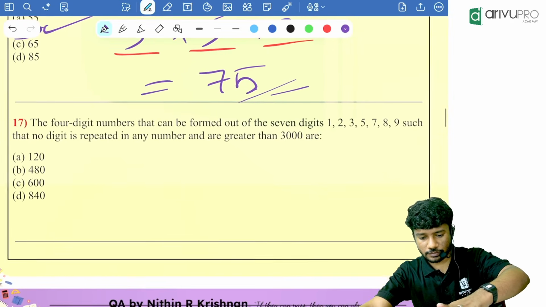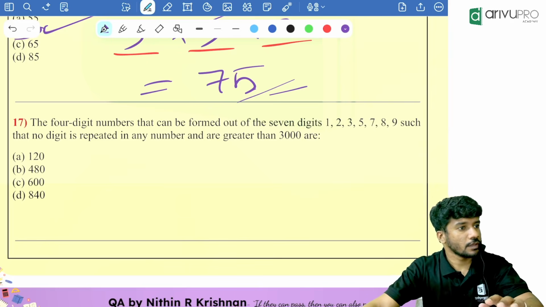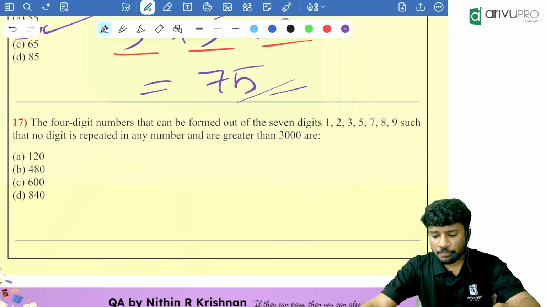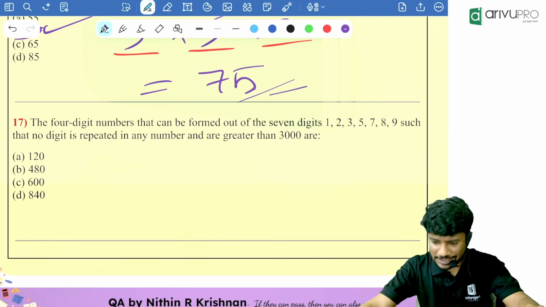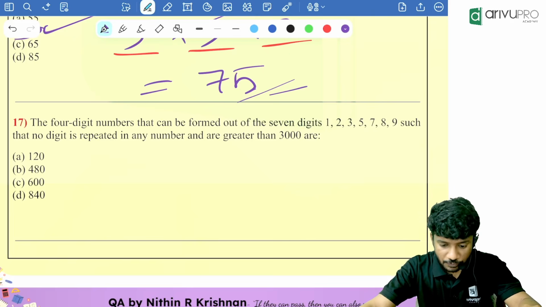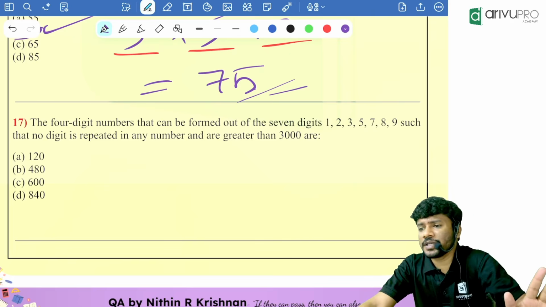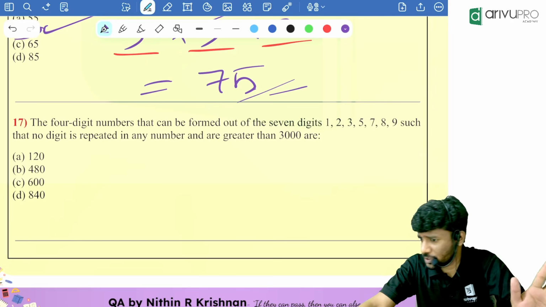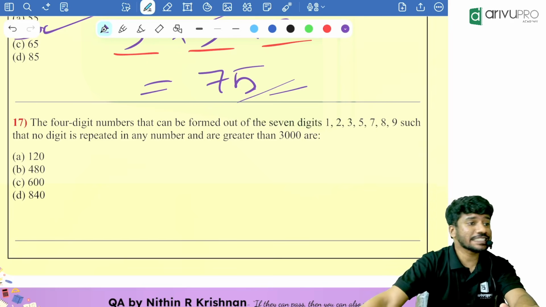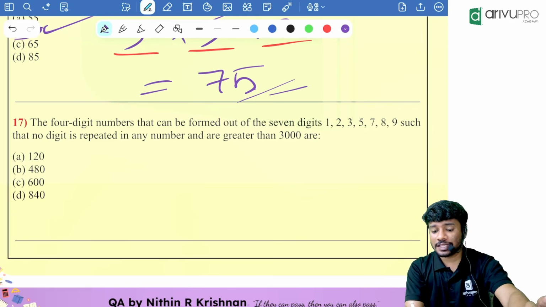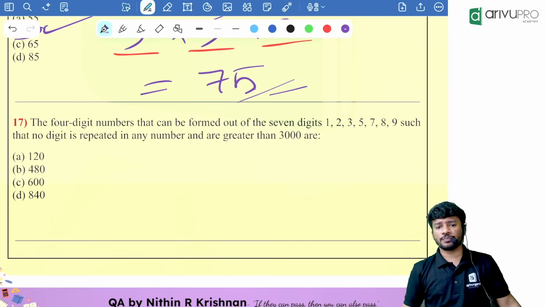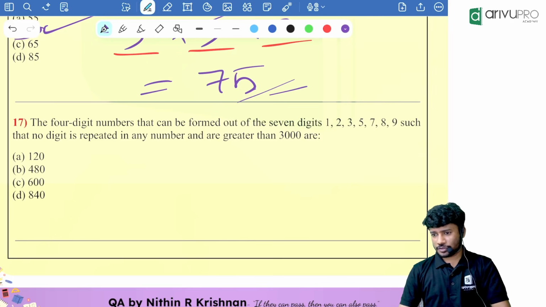Look at this question. A 4-digit number that can be formed out of 7 digits 1, 2, 3, 5, 7, 8, 9, such that no number is repeated. That means we can't repeat anything. Repetition is not allowed. And the number is greater than 3000. Greater than 3000 means what? It should be more than 3000. Any number above 3000 should be the case.